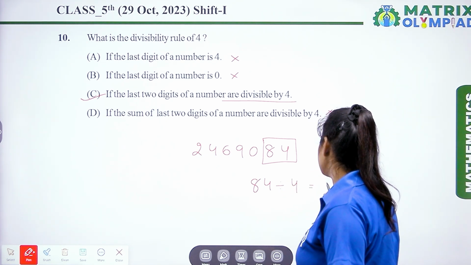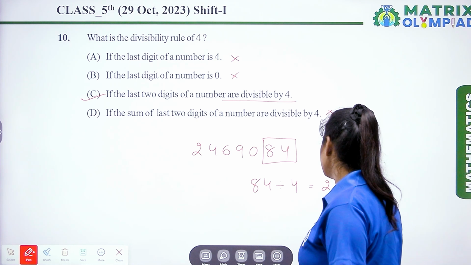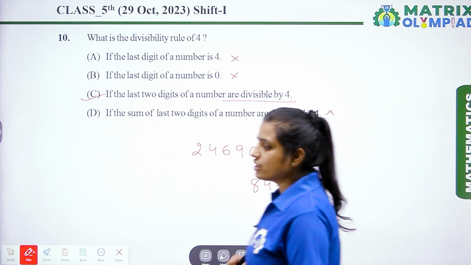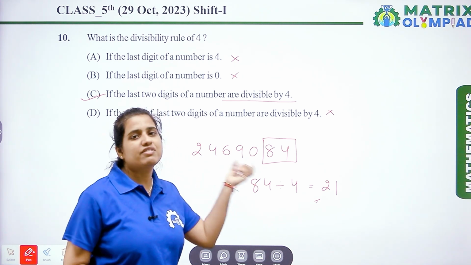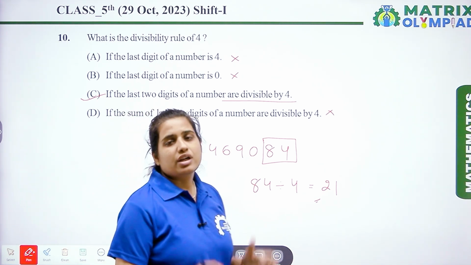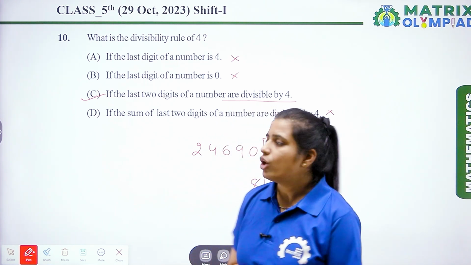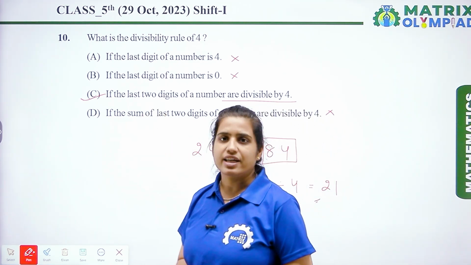Here the answer is 21. So 84 is divisible by 4. So this whole number is divisible by 4. So here, option C is the correct answer.